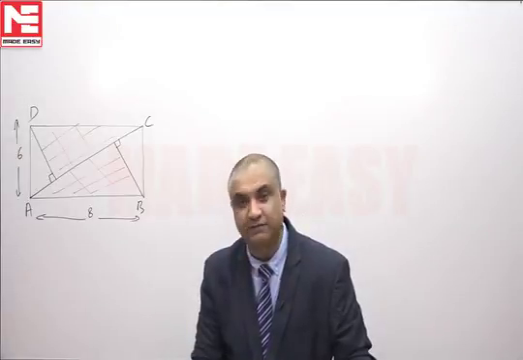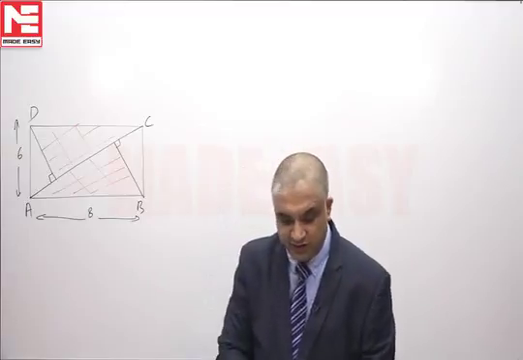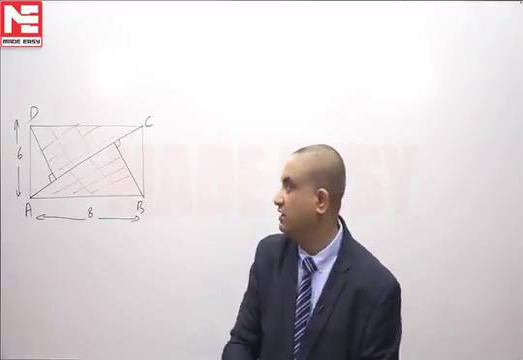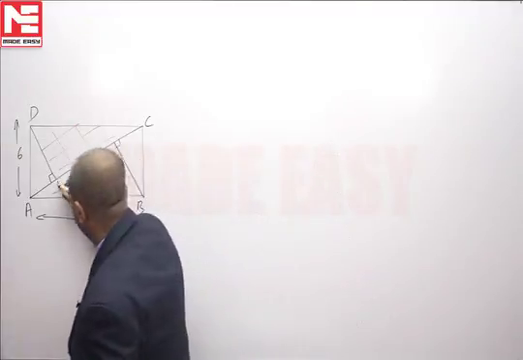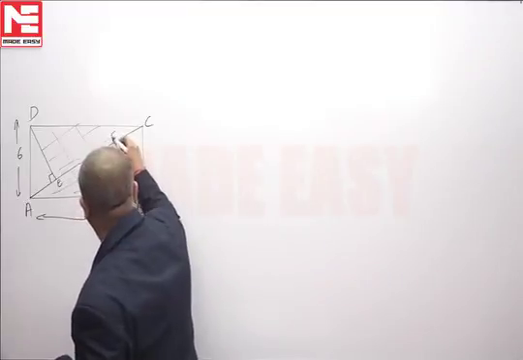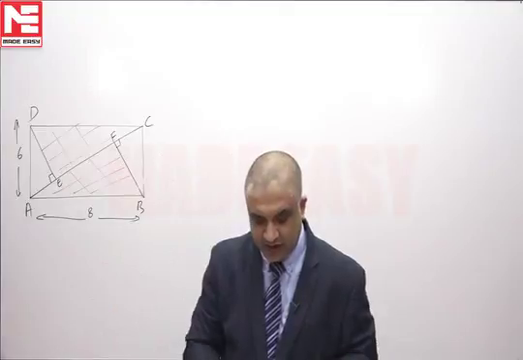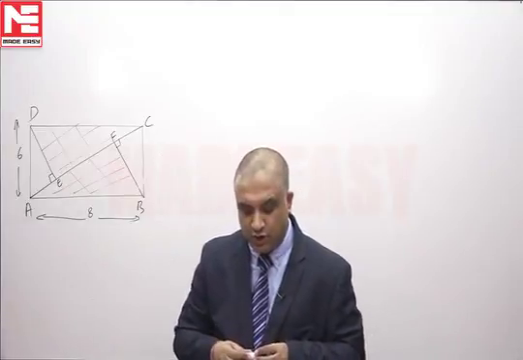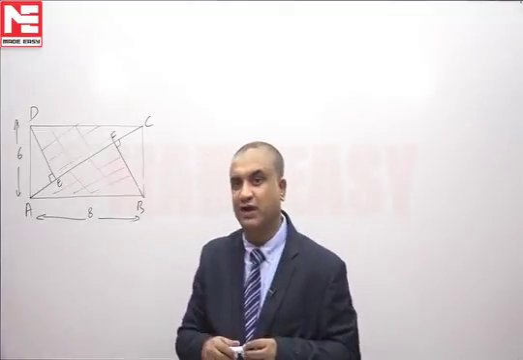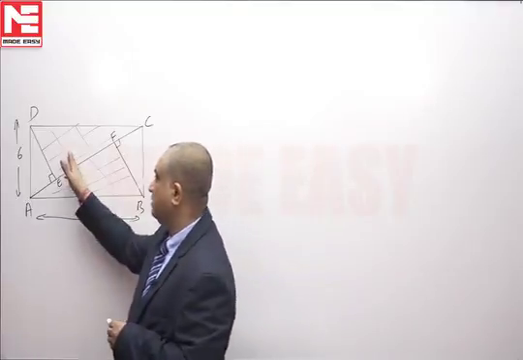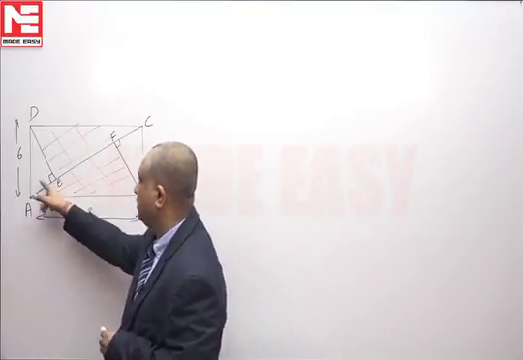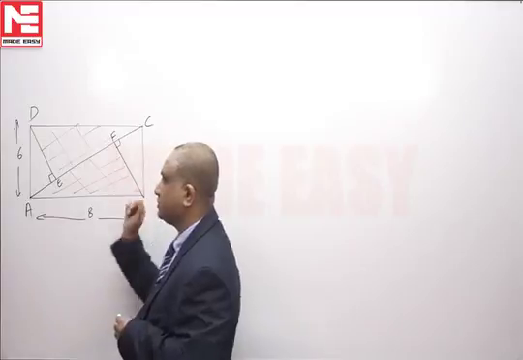DE and BF are the perpendiculars drawn on the diagonal of the rectangle. What is the ratio of the shaded region to that of the unshaded region? I am shading the red region as the shaded region, and the unshaded region is these two.